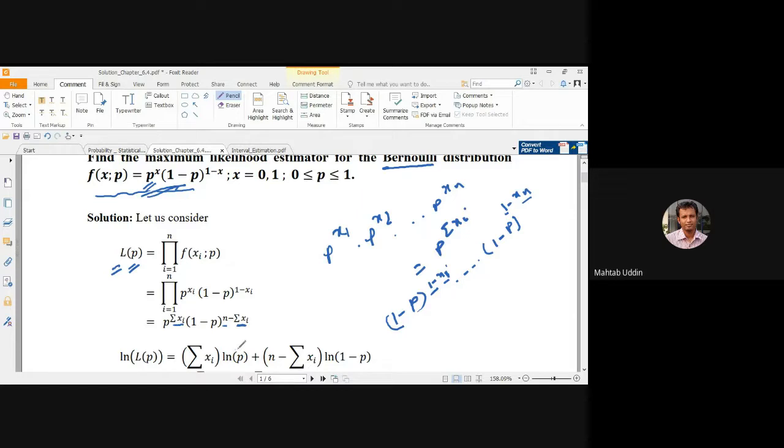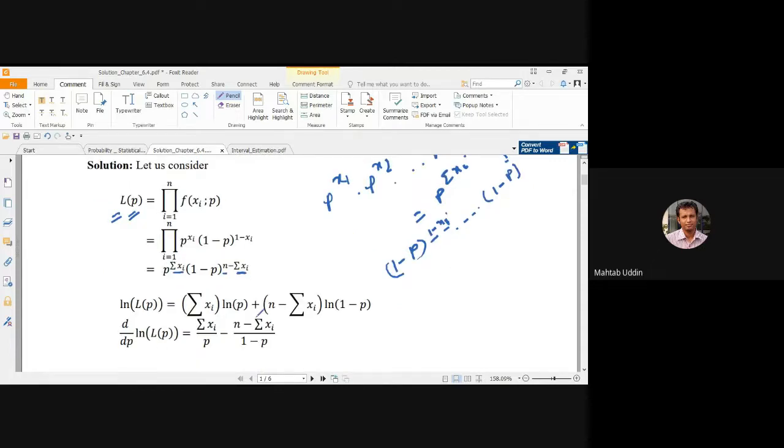This summation is the main problem in this chapter. If you miss the summation sign, then it will be problematic. Then, as I said, we will take a log function to solve this. Look at this. Then this factor and this factor will be separated, and the power will come as the coefficient. You can see the power, then ln p, the power, then ln(1 minus p), right?